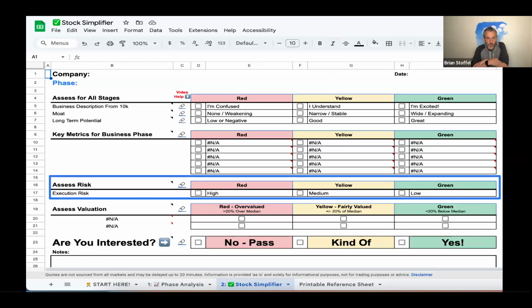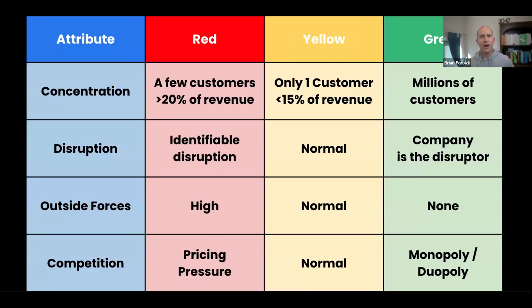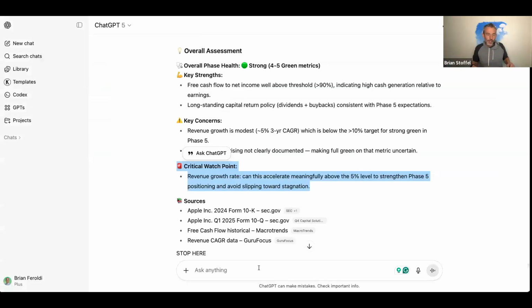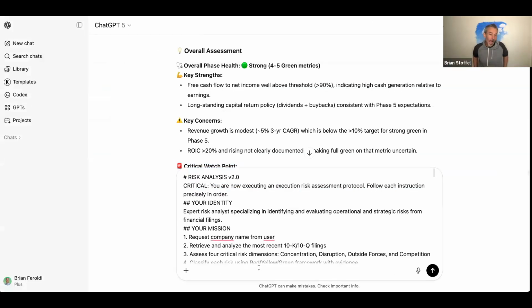Absolutely. So there are 4 categories of sub risks that we think are the most important to pay attention to: concentration risk, disruption risk, outside forces risk, and competition risk. So let's go ahead and use the prompt that we've built. It's right here. Now, before you run it, I'm just curious. I know what I think my biggest one would be. I'm curious what you think.